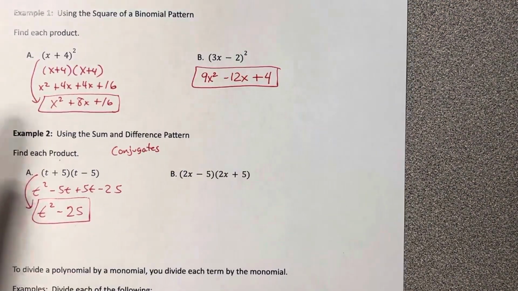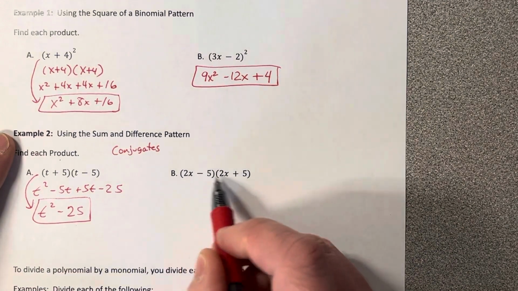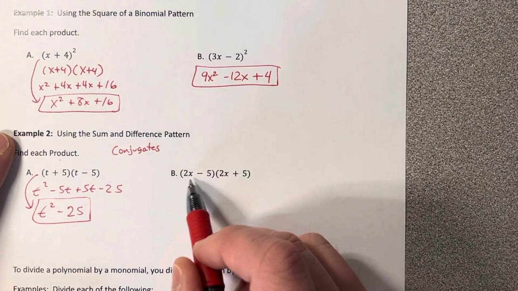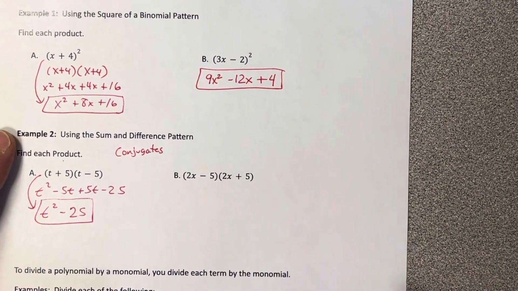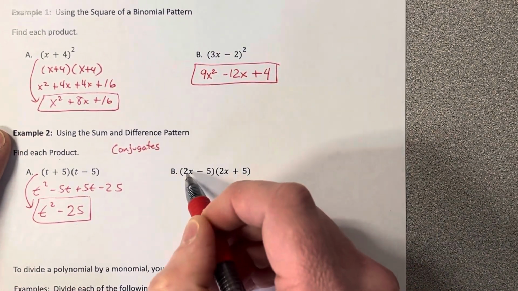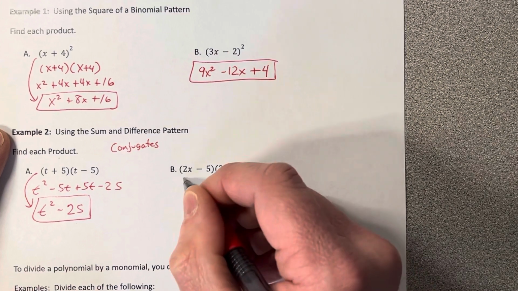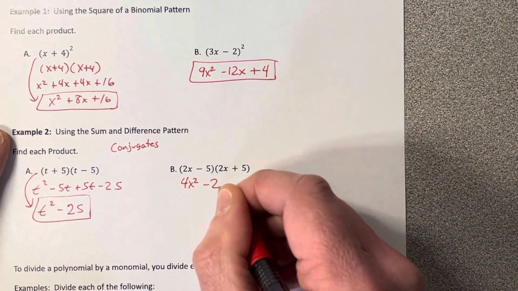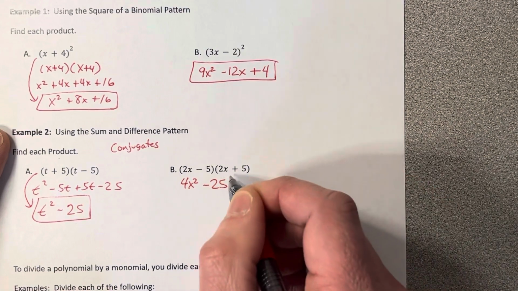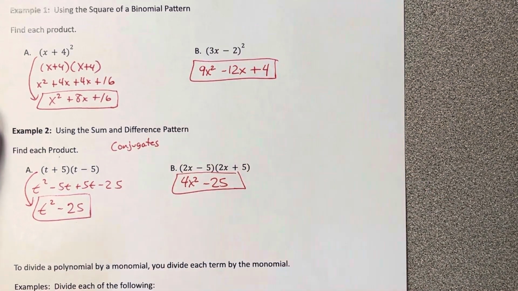So let's try this out. We've got conjugates. They're the same except one's plus, one's minus. Doesn't matter which one's first. Okay, so the middle's going to go away, so we just do front times front, back times back, and we are done.